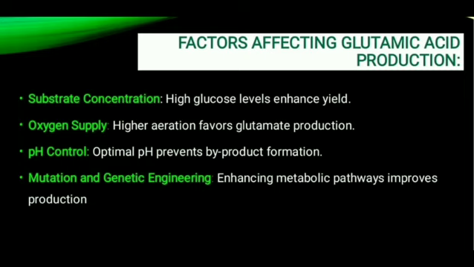Let's see what are the factors affecting glutamic acid production, which include substrate concentration: high glucose level enhances yield. Oxygen supply: higher aeration favors glutamate production. pH control: optimum pH prevents by-product formation. Mutation and genetic engineering: enhancing the metabolic pathway improves production.